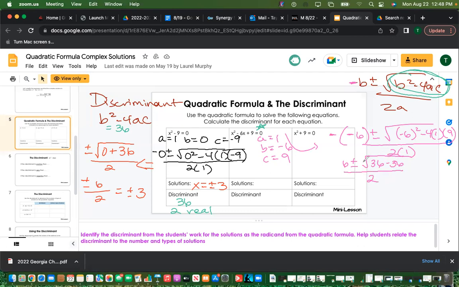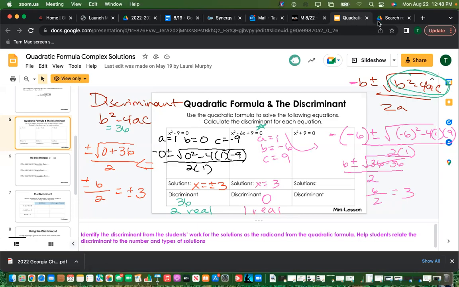Remember, our goal is to actually simplify everything all the way out. So underneath this radical, we're going to have this 36 minus 36, which will give us 0. So the discriminant's going to be 0. And so we're left with 6 divided by 2, which is just going to equal 3. So notice how when our discriminant is 0, we have 1 real solution.